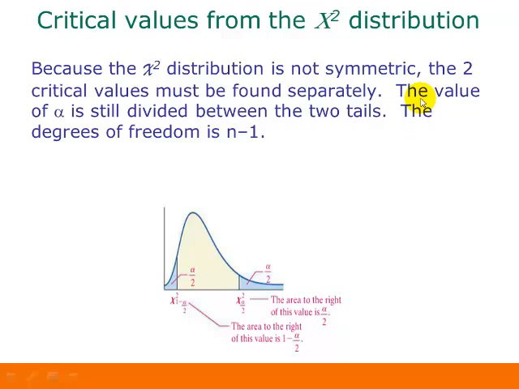Because it's not symmetric, we have to find the two critical values separately. The value of alpha is still divided between the two tails, and we're going to use n-1 for our degrees of freedom. So what we'll do is we'll take our alpha, divide it equally between the two tails, so we have alpha over 2 in this tail and alpha over 2 in this tail. The chi-square distribution, we always go from the number to the right. So we'll find this value by looking at going from here to the right. We'll find this value by looking at going from here to the right.